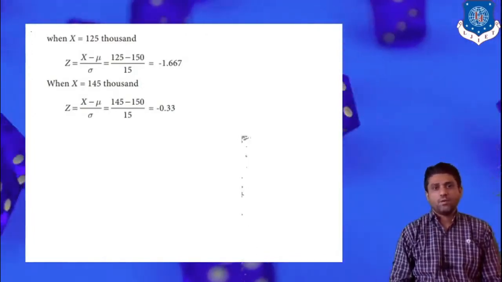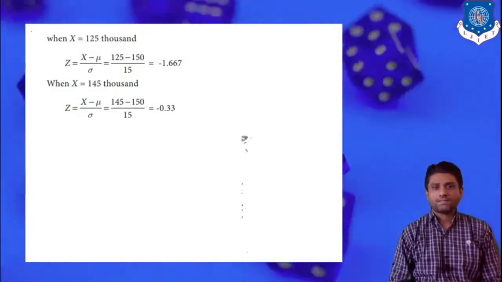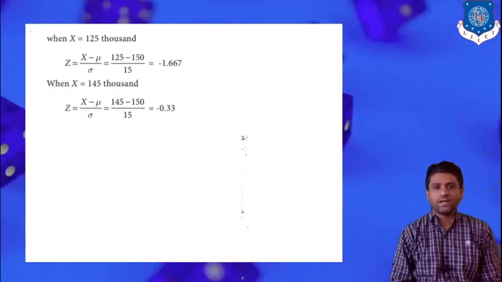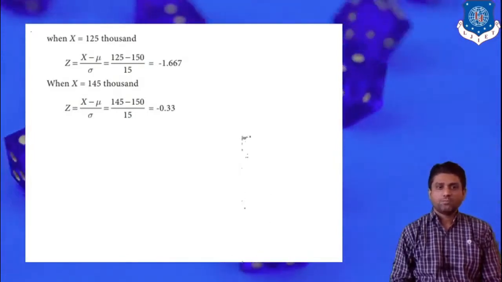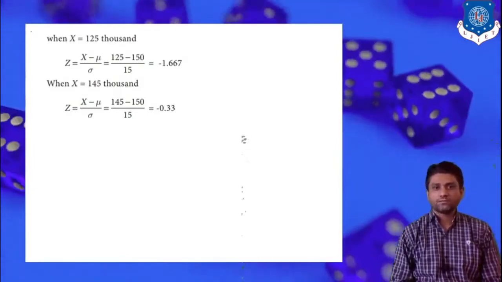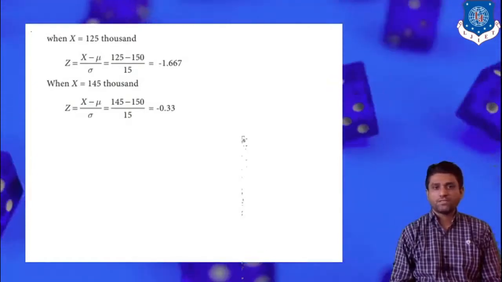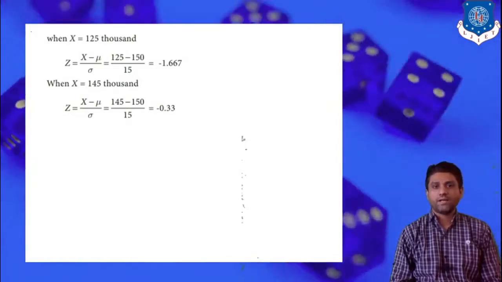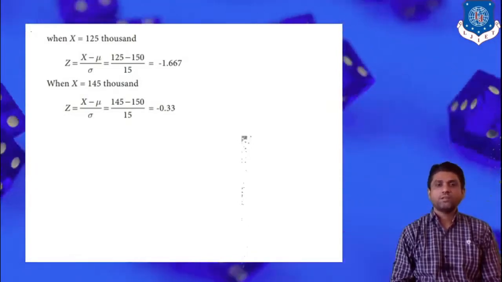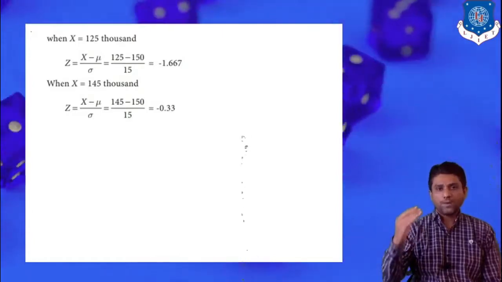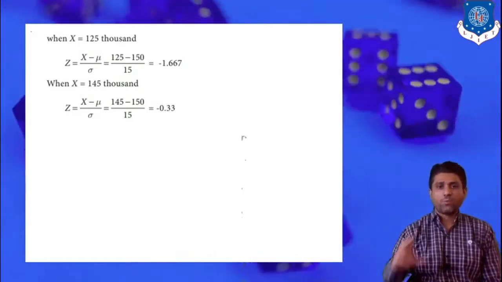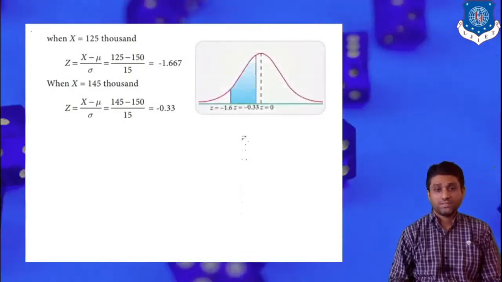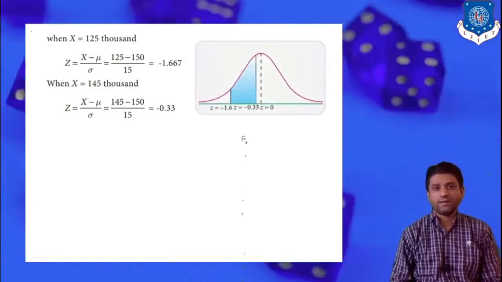And the same for the upper bound of x, that is 145. Again using the same transformation, Z is x minus mu by sigma, we plug in x as 145, mu 150, sigma 15. We get the value of Z, that is negative 0.33. So both the upper bound as well as the lower bound of x fall within the interval minus 3 to 3. These are the main purposes of applying the Z transformation.